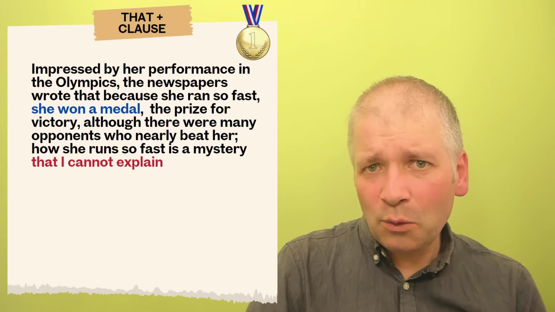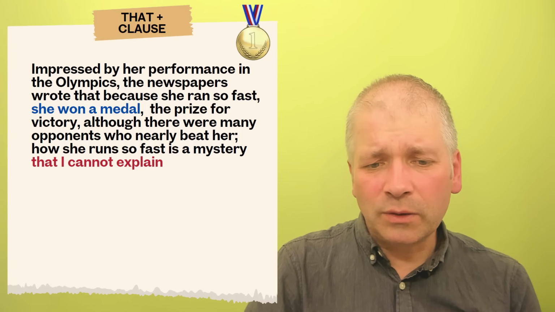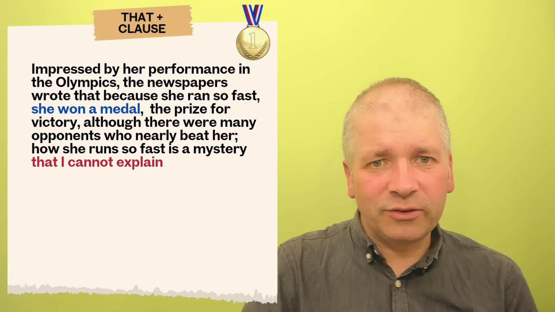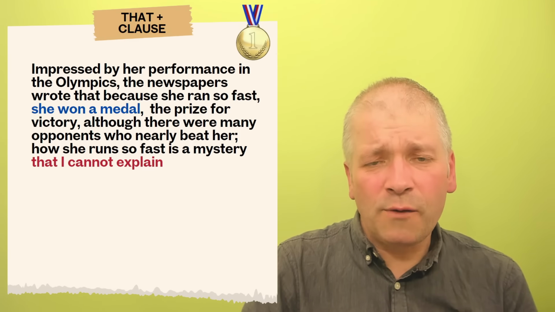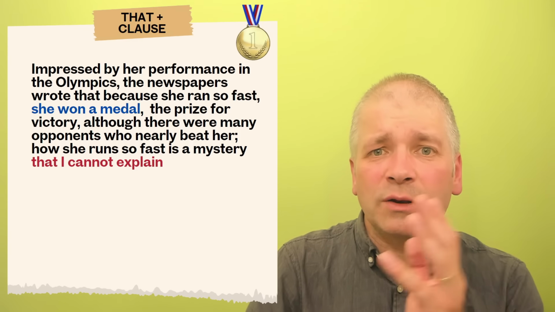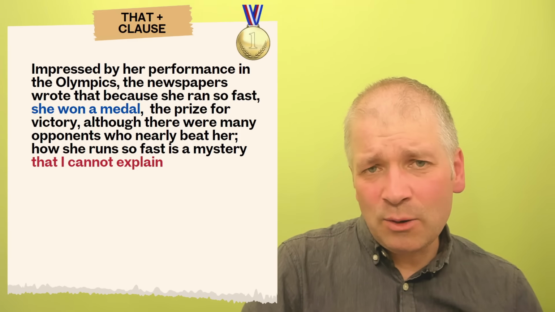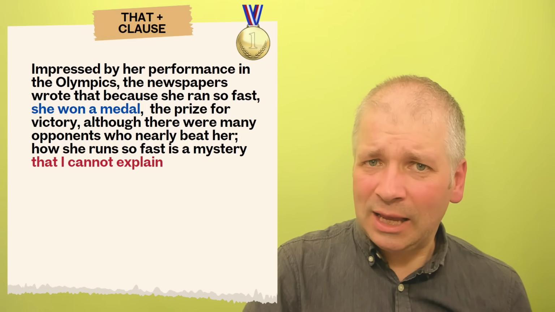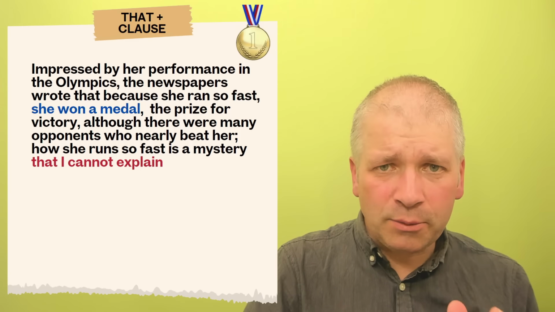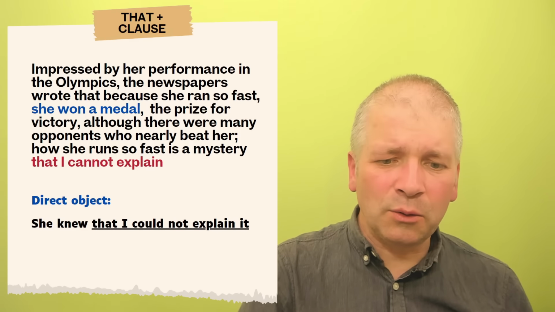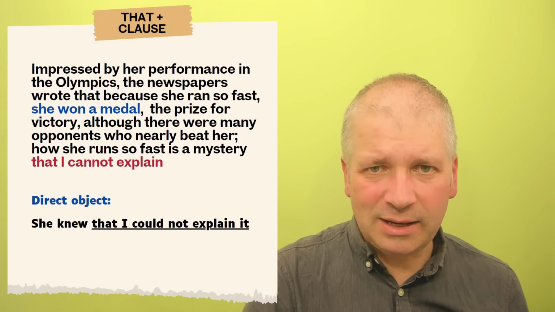So we have a clause at the end. The clause here describes mystery, beginning with that. And you can see it's a full clause afterwards. I cannot explain, subject verb, a that clause. There are many ways in which we can make a that clause in English. Let's go through the most significant ones now. You can use a that clause as a direct object in a sentence.